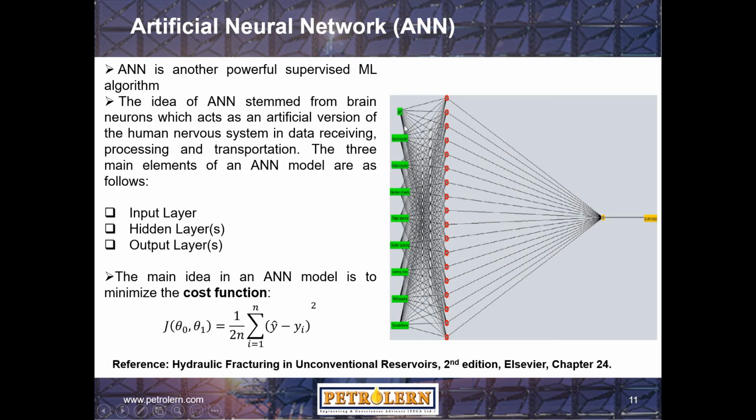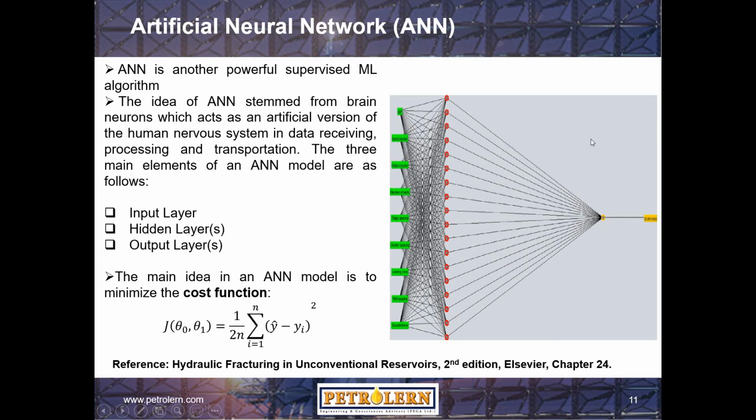So you have your input layer, which is here on the left-hand side. The middle layer, you have your hidden layer here. And in each hidden layer, you have a number of neurons. So in this case, you have 1, 2, 3, 4, 5, and so on and so forth. And then you're trying to tie all of this to the output feature or the output layer, which in this case is EUR per 1,000 feet.